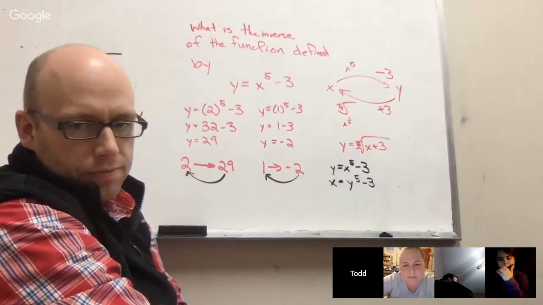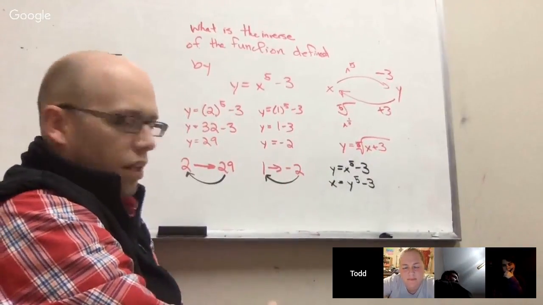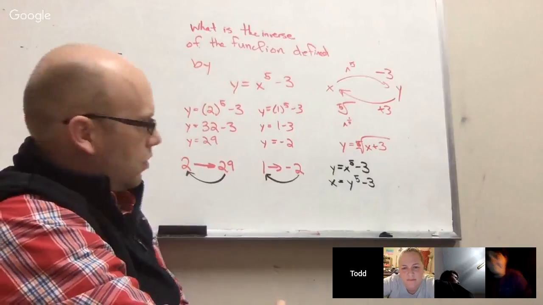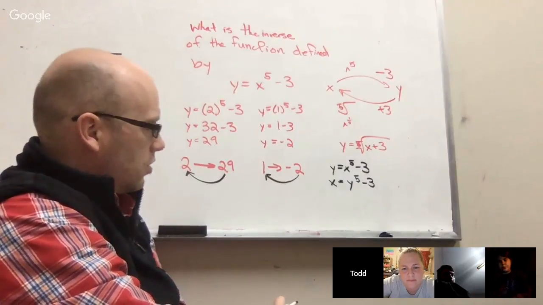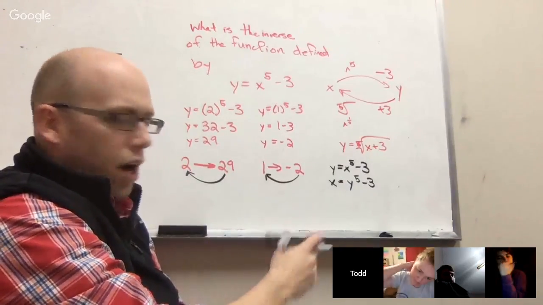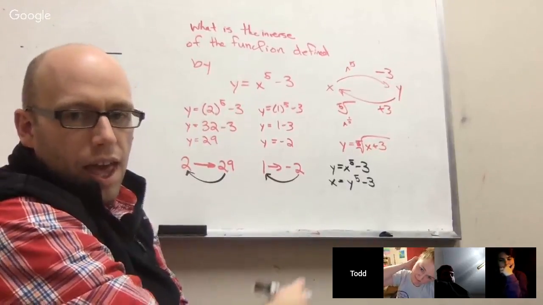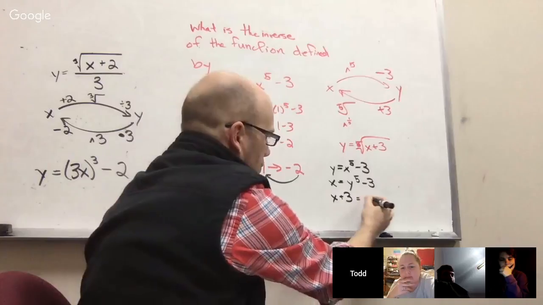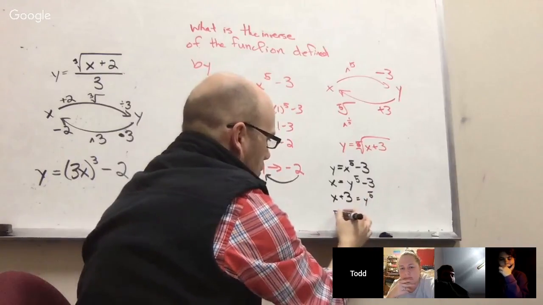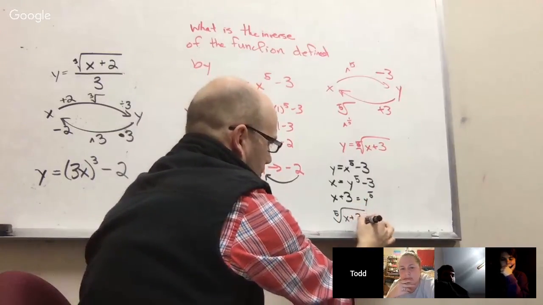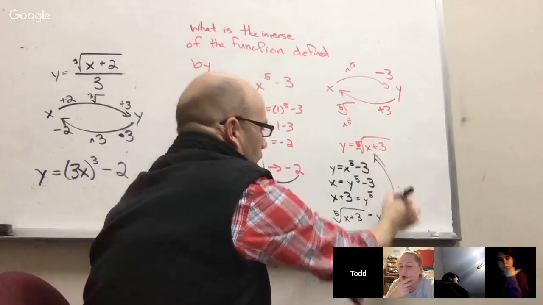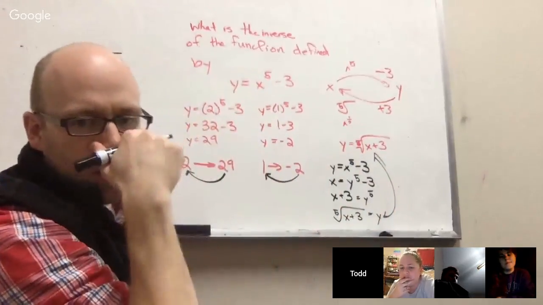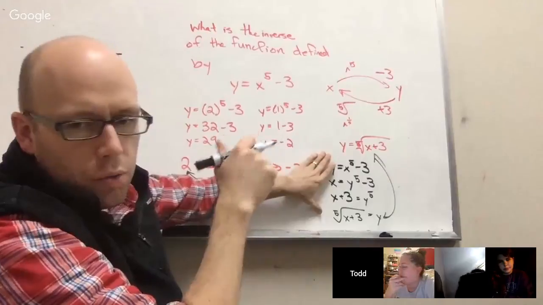And then you just solve for what looks like x or something. Yeah, so solve it for y. And if you solve it for y, what are you going to do? You're going to add 3 and take the 5th root. Which is exactly what we got there, right? This will absolutely work.